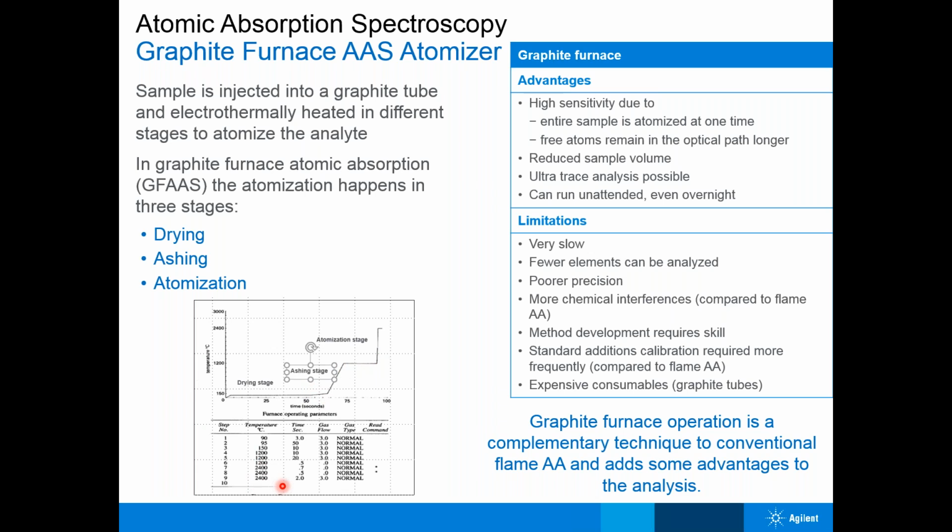You can do the elements at the lower PPT level and PPB level also, but it has large limitations. The technique is very slow. It will take close to 1 to 2 hours to analyze a single element, it has poor precision, only 2 orders of dynamic range, and more chemical interferences are involved.